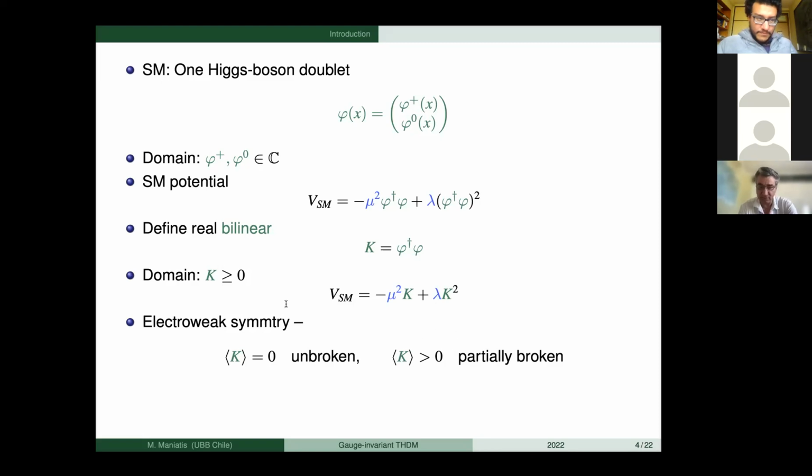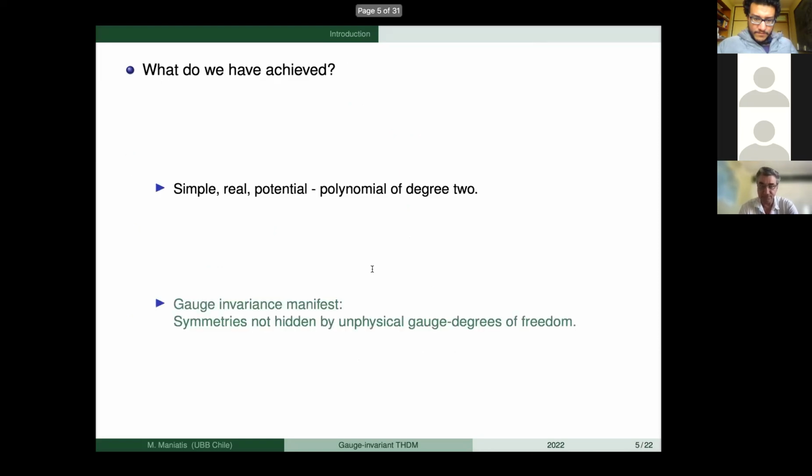We see that it is advantageous to introduce this bilinear K. As I said, what have we achieved? We have a simple real potential. It's a polynomial of degree 2, because we have replaced phi dagger phi by one function K.